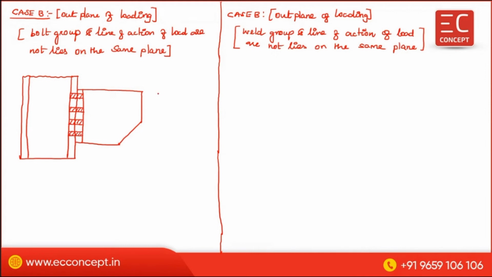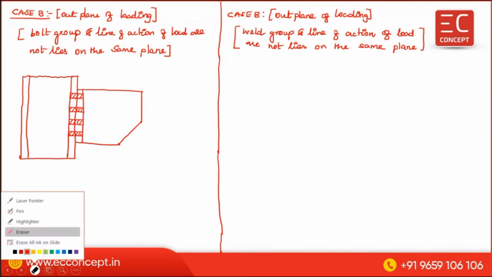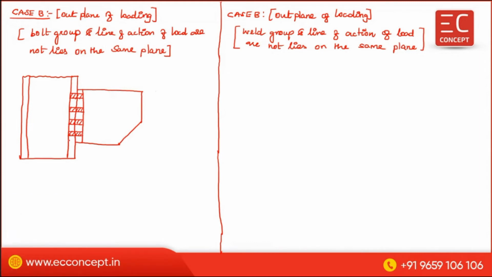Okay, and if you see in the front view, this is the bolt group. Okay, so the bolt group is on this plane. That means on this plane you are having a bolt group, but your load is somewhere here. This is the load P. Now the distance between the centroid of the load and the centroid of the bolt group is E.